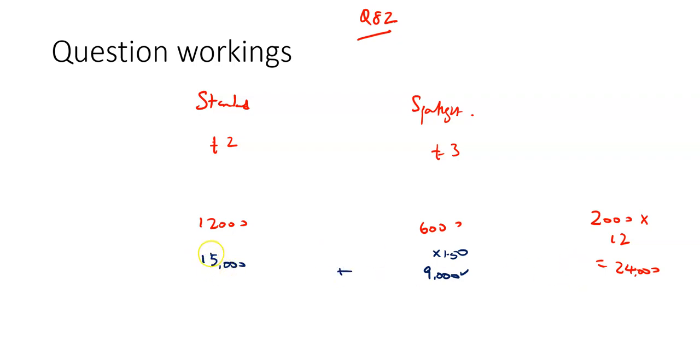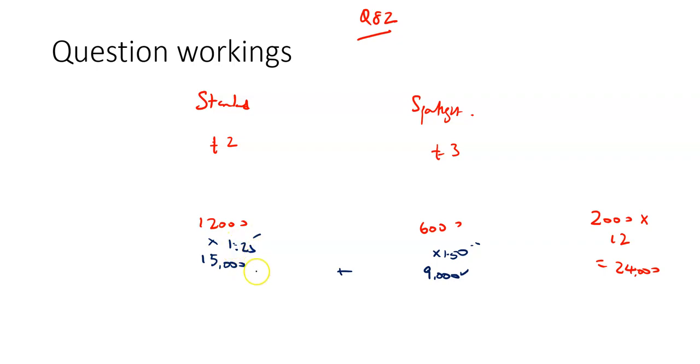So I can now find the unit overhead cost for standards, which would be 15,000 divided by 12,000. That is £1.25. So now I can kind of answer the question.